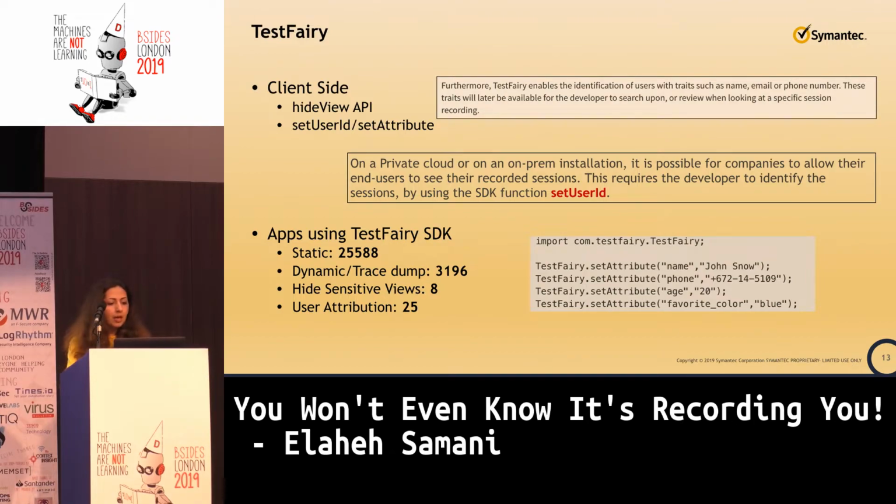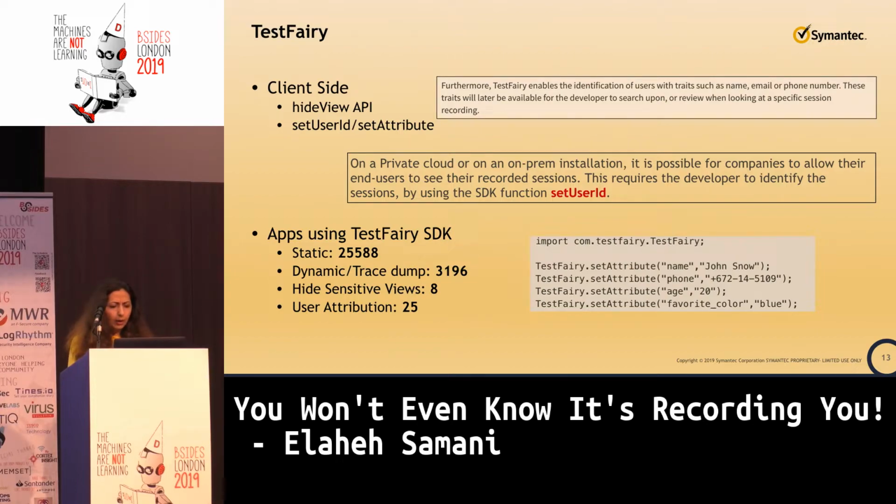TestFairy is another SDK. Something interesting about TestFairy is that it provides a separate API to set user ID. It lets a developer identify sessions, basically. And you can set attributes like age, phone number, and again, you see an example here. But if you check the documentation, it says this API should only be used on a private cloud or on an on-prem installation. But we found 25 applications that were using this API, and it wasn't a private cloud.